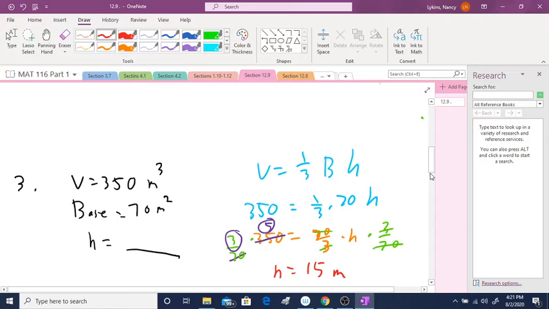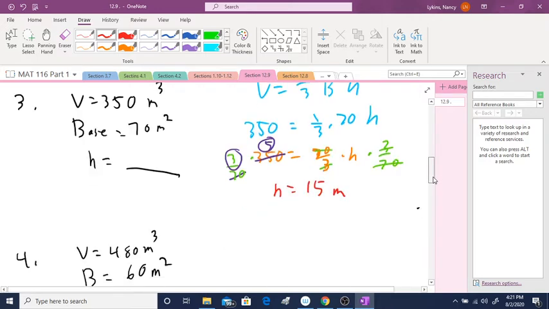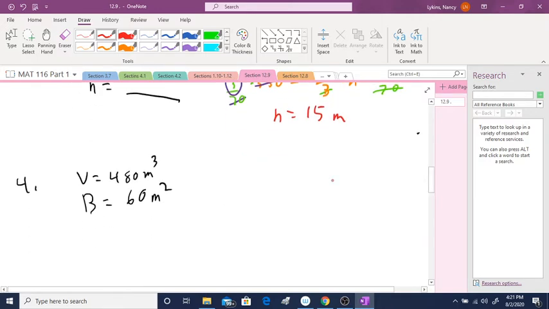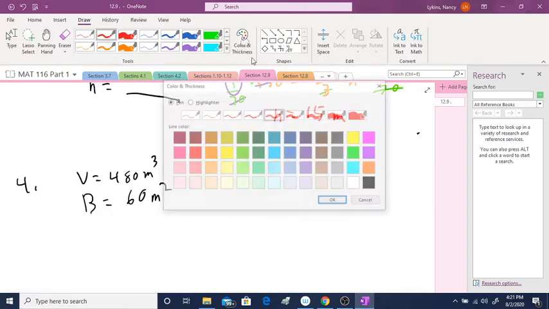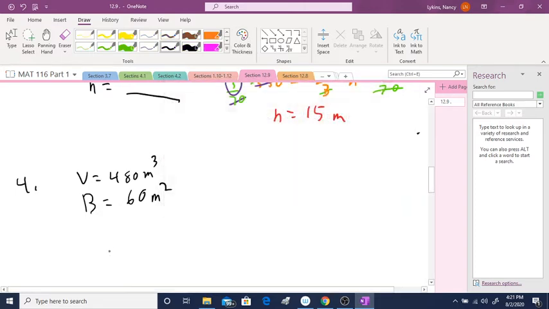Some more practice, because I know some of these flipping the fractions is new to some of us. What about if I have this and I'm asking you the same thing? What is my h?